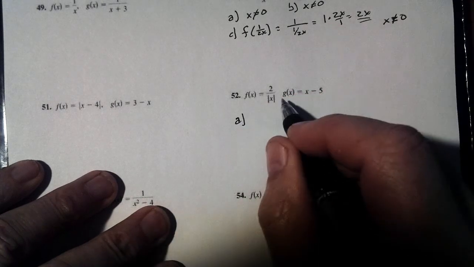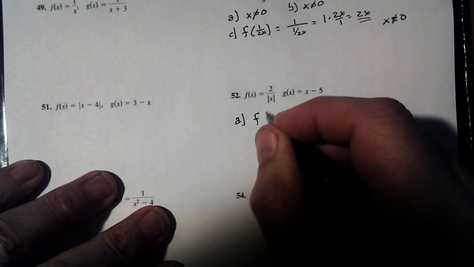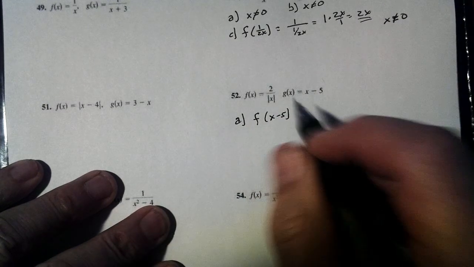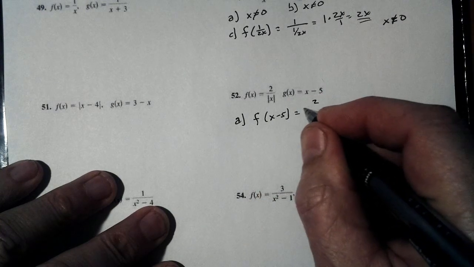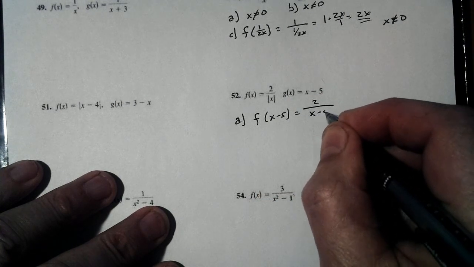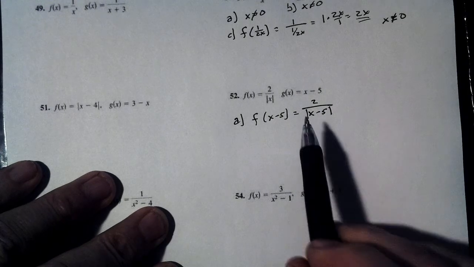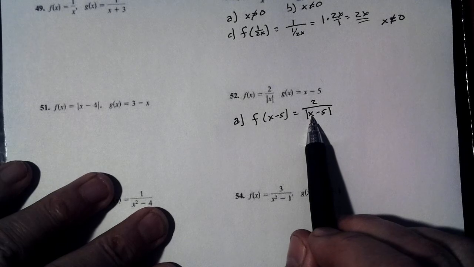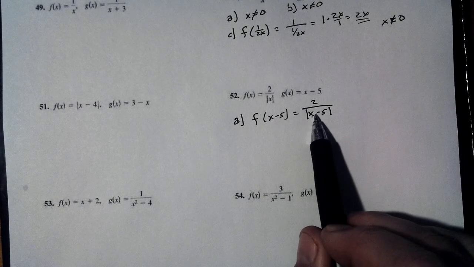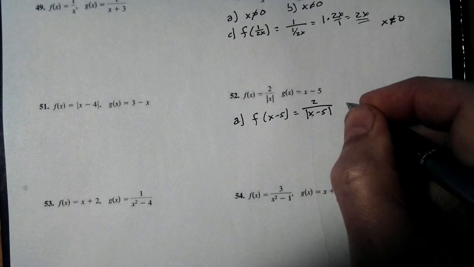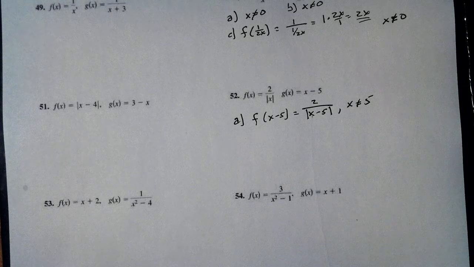52a, f of g of x is f of x minus 5, and f is a factory that puts things in the denominator inside square roots. So we have the danger of dividing by 0. I can take the square root of any number I want, but I can't have 0 in a denominator. Therefore, x may not be 5.